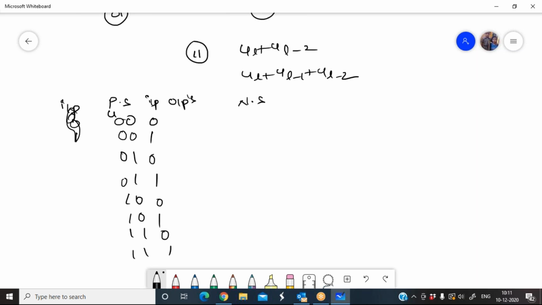And here this is present state, UL minus 1, UL minus 2, right? Is it okay? No, I think UL minus 2, UL minus 1. Yes, sir. And this is UL and outputs are okay. And whatever the next states are, UL minus 1, UL. Okay.